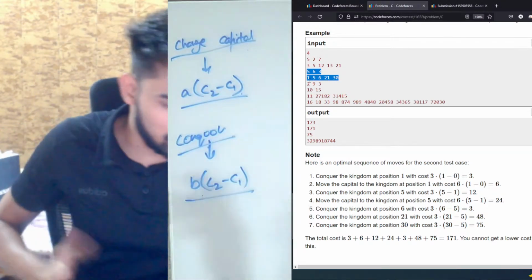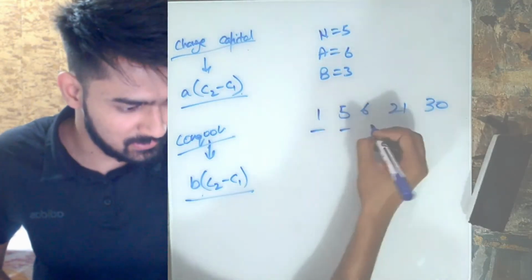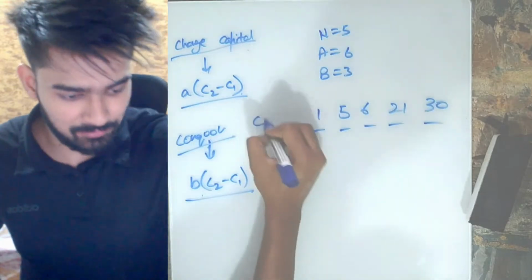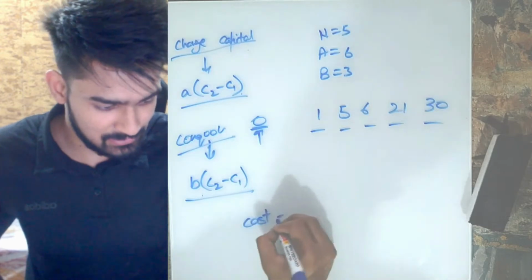Now how to do it? I'll explain. Let's say this was the array, and you're starting from the 0th index. So at the 0th position, your cost at the moment is equal to 0.